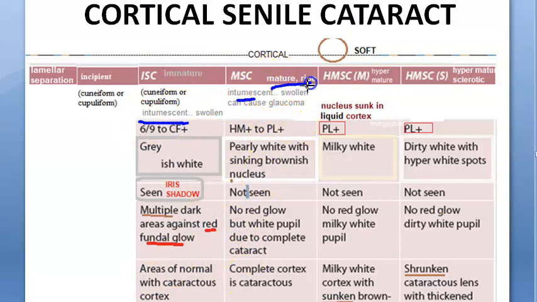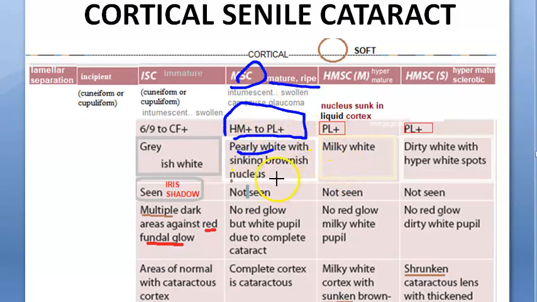So we'll move on to mature now. Mature is also called as what? Ripe. Mature is also called as ripe. Mature senile cortical cataract. Mature senile cataract. Here, hand movement to PL positive. Pearly white, you saw. Pearly white. Pearl. Beautiful pearl. Where did you see? Mature. Ripe. Here, visual acuity is reducing. Hand movement, PL positive. Right?